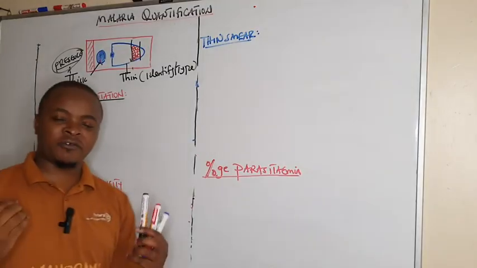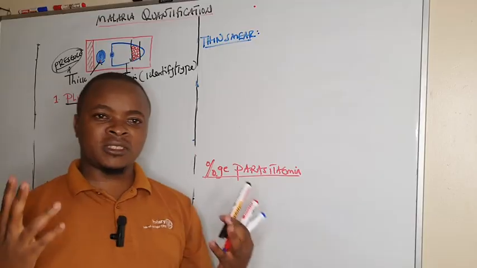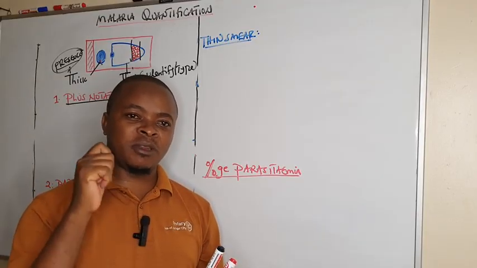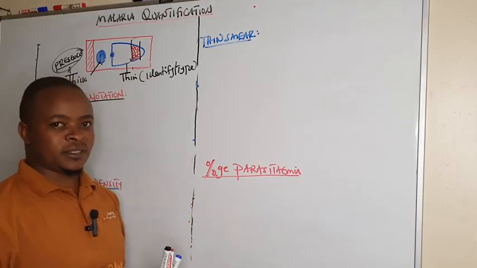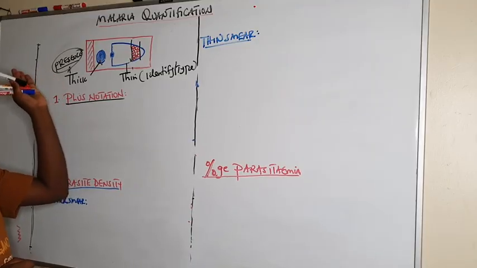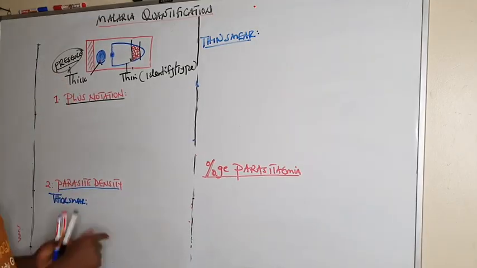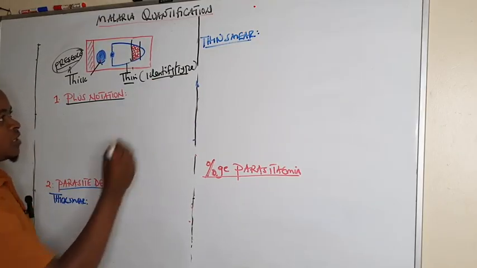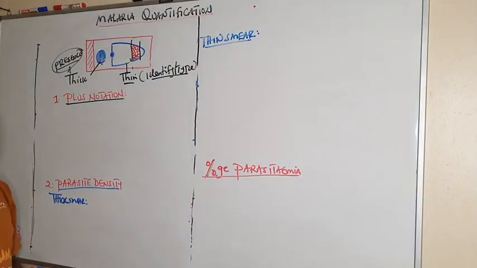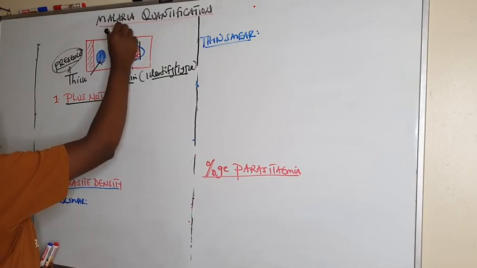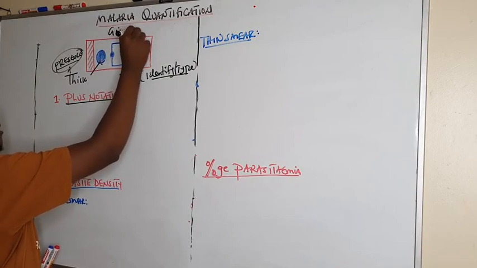Why do we use the thick film? Because it is thick, it increases the chances of identifying even parasites in low parasitemia. Then after detecting their presence, we can go ahead and use a thin film to characterize the type. And we have said we stain these using the best stain, the Romanowsky stain, which is Giemsa stain.